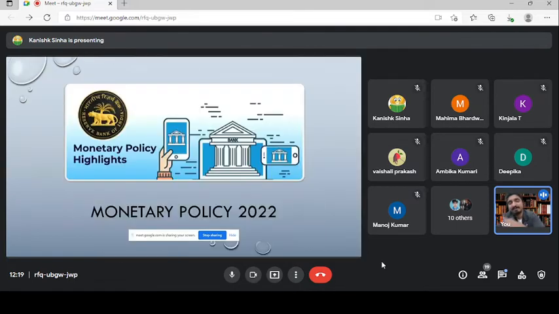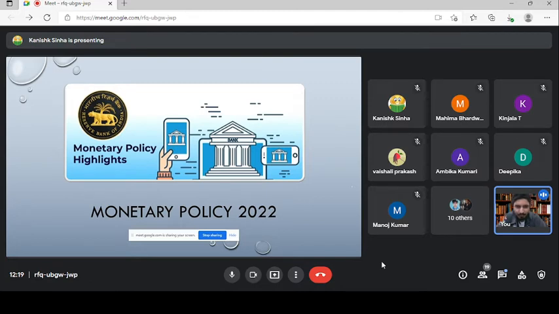Now moving to another very important issue of the first 15 days of February, the monetary policy 2022. After the economic survey and the union budget, the RBI releases the monetary policy every year. We will be discussing in detail why it is released and what it is. All this we are going to discuss, guys.